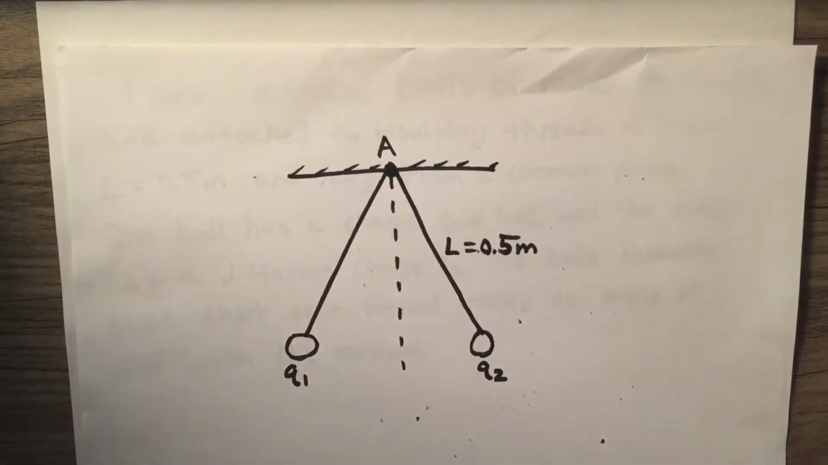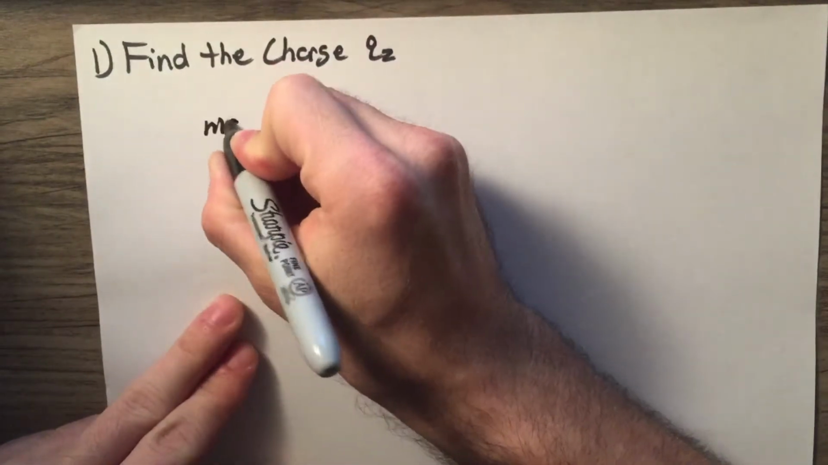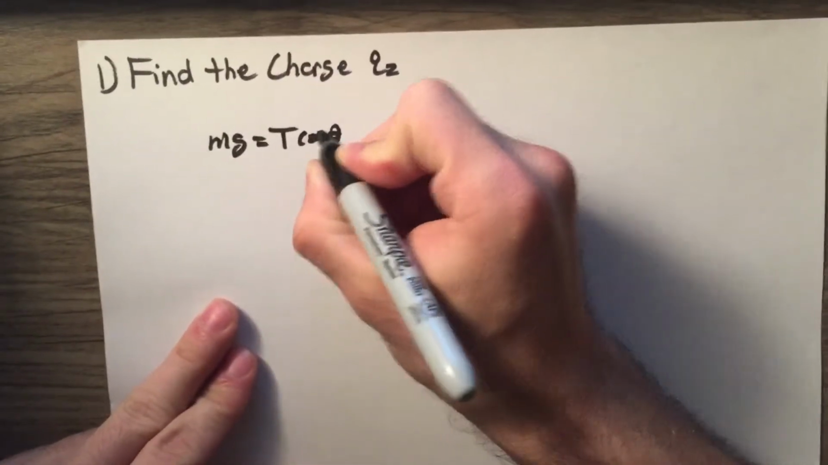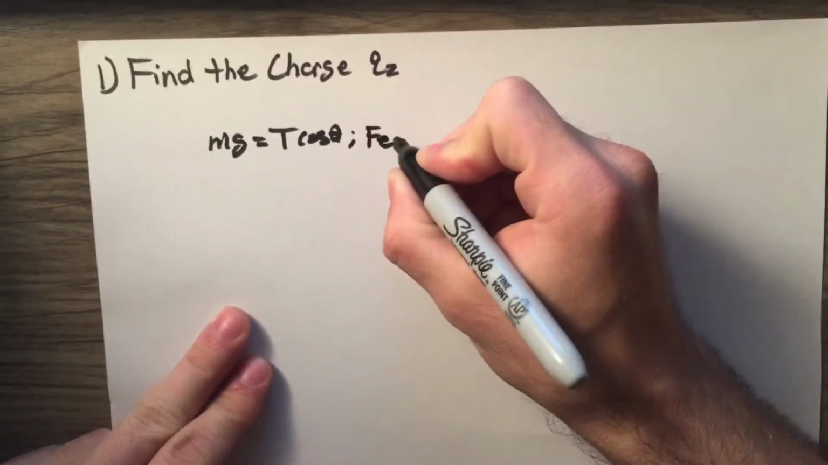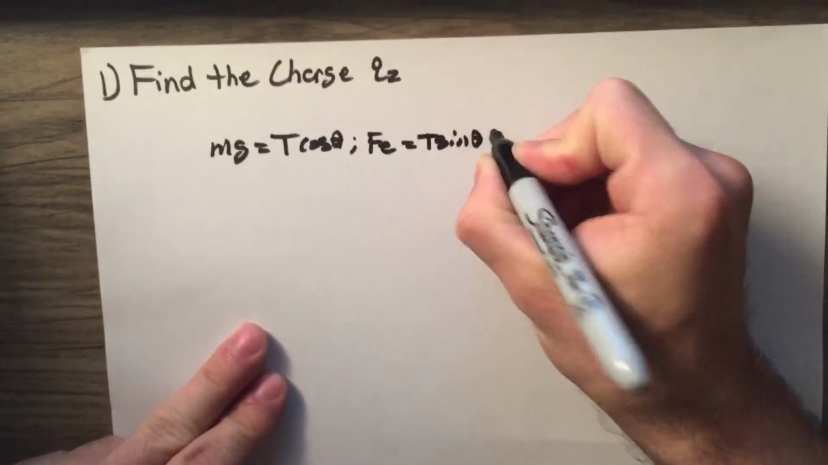Now, if we examine the forces acting on one of the spheres, it's important that the force of gravity must be canceled by the vertical component of the tension, and that the electrostatic force must be canceled by the horizontal component of the tension. So, we're going to have two equations to start off with. We're going to have mass times gravity equals our tension times cosine of theta. Our second equation will be Fe, which is our electric force, equals our tension times sine of theta.